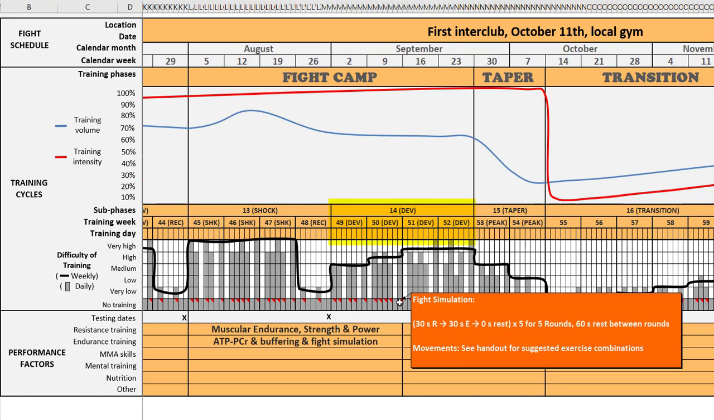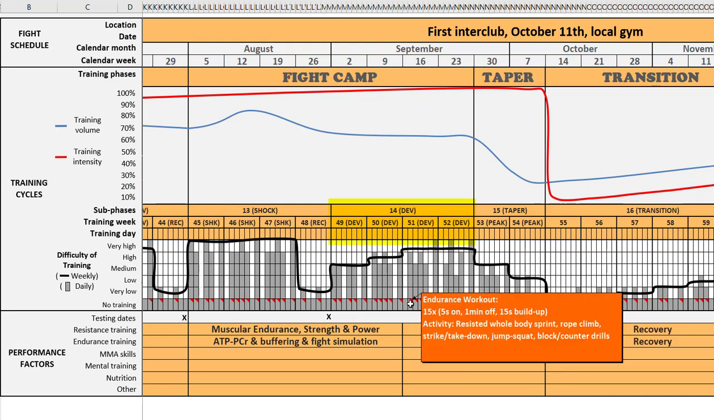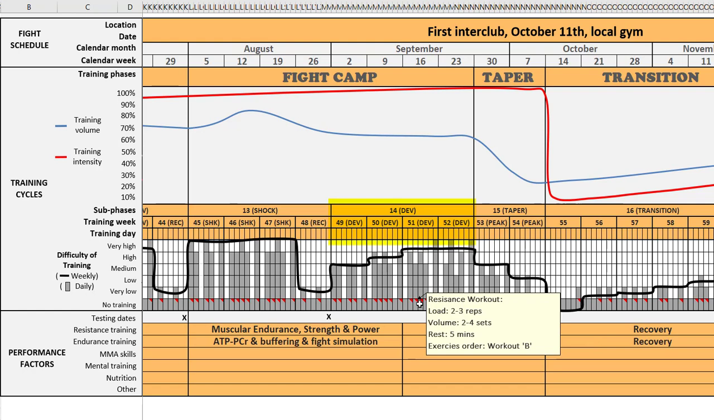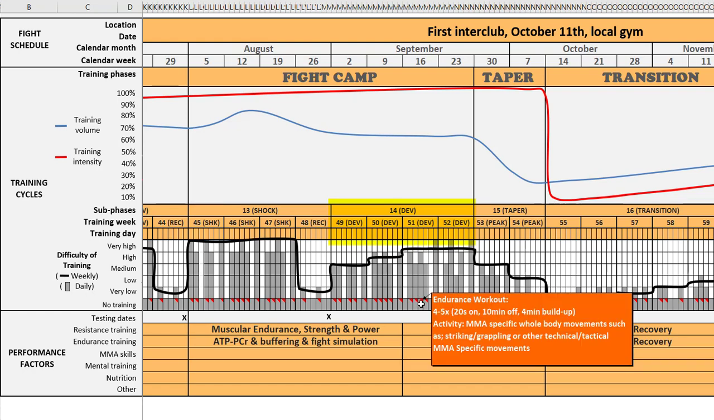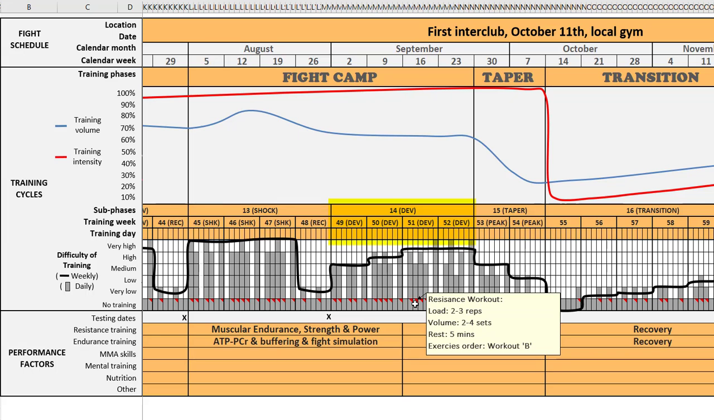And then as we move into week 51 here, training difficulty in this week is mainly achieved by increasing training intensity. And so here we're focusing on 15 5-second intervals. And the second session features a high intensity workout using 20-second intervals. As we move over here, you can see 4 to 5 20-second intervals. For resistance training, we're doing a pure strength workout, 2 to 3 reps with workout B. And then our second resistance training workout of the week, again, is always going to be a power workout.